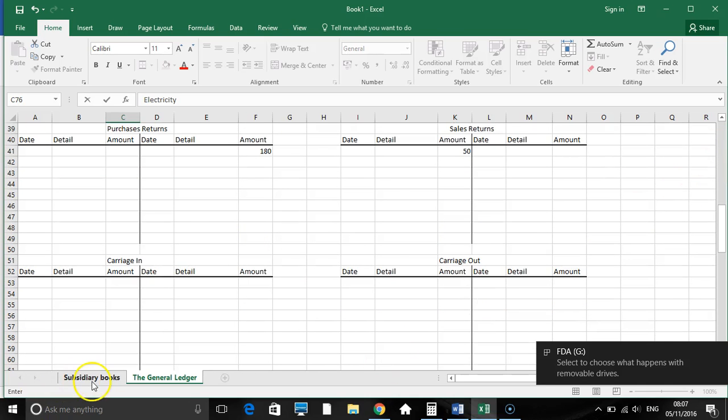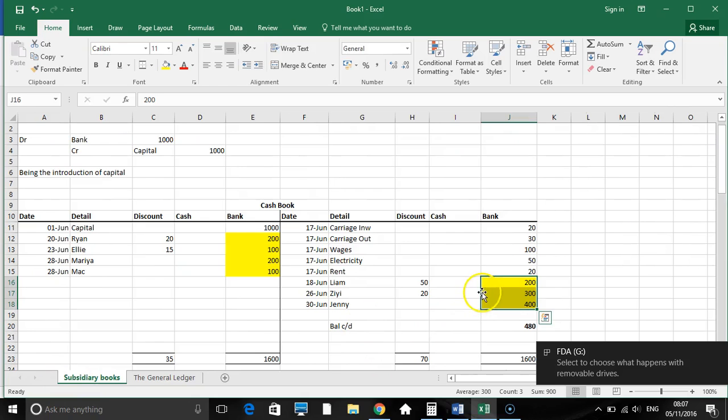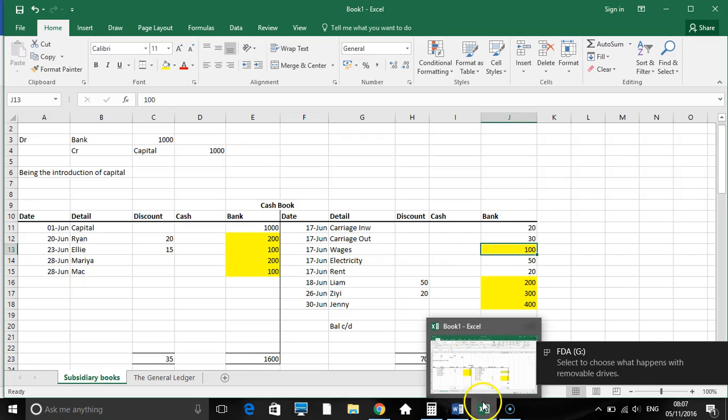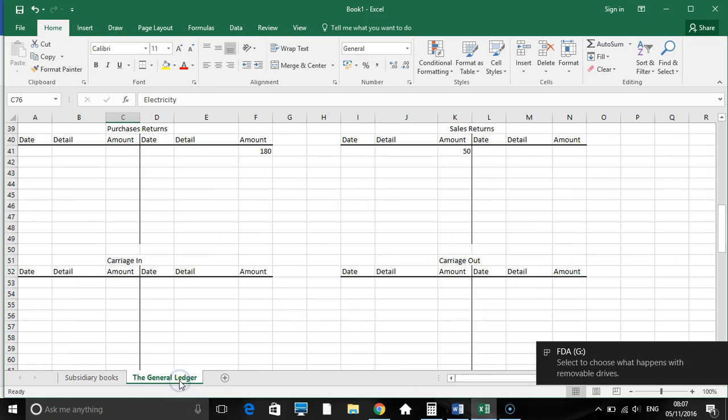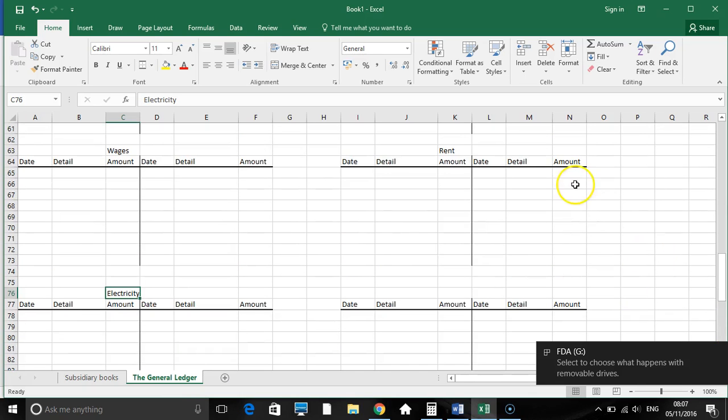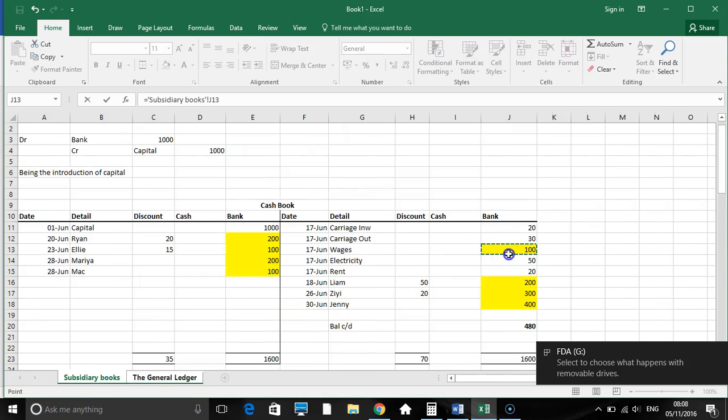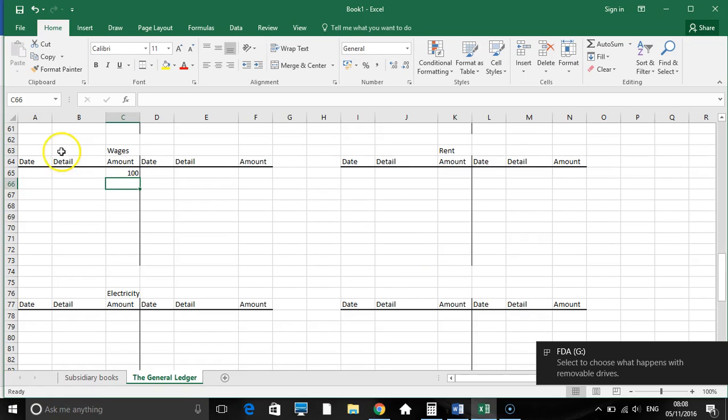So what is the double entry relating to these? Well, wages 100. Let's deal with that. So wages 100. What do we do? The double entry. If I had just given you a double entry exercise, you'd just have said, well, in simple terms, debit wages, credit bank, and that's exactly what you do. Debit wages. I could pick that information straight from here. Debit wages.